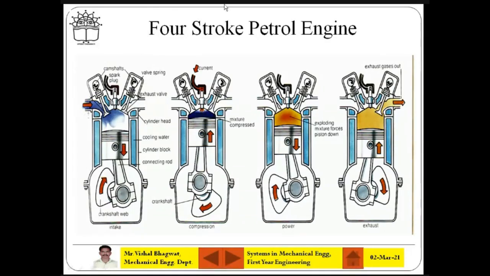So why 4-stroke? Because the piston is moving up and down, say 2 times up, 2 times down. That is nothing but 4 times. So 4 movements of the piston for 1 cyclic operation of the engine. Clear? For 1 cyclic operation of the engine, the piston is moving 2 times up, 2 times down. That means 4 times reciprocating, so it is called a 4-stroke engine.